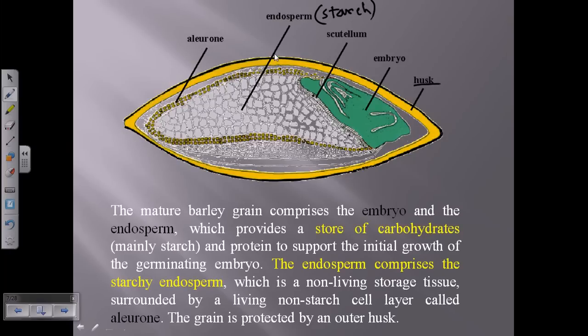So in the mature barley, the embryo and the endosperm are the most important parts for the preparation of beer, right? The store for carbohydrate is here, so this is having carbohydrate and this is also having carbohydrate. The rest of the parts have less amount of carbohydrates, right?